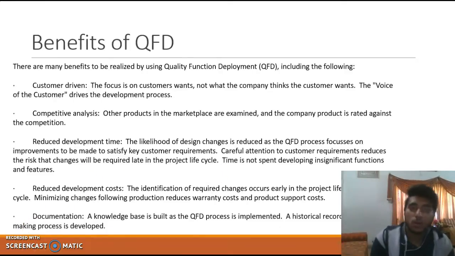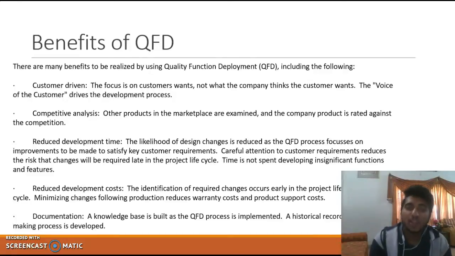Now I will talk about the benefits of quality function deployment. The benefits are quite plenty. Some of them are that it's customer driven. The focus is on what the customer wants, not what the company thinks of the customers, but it's actually the voice of the customer that drives the development process.